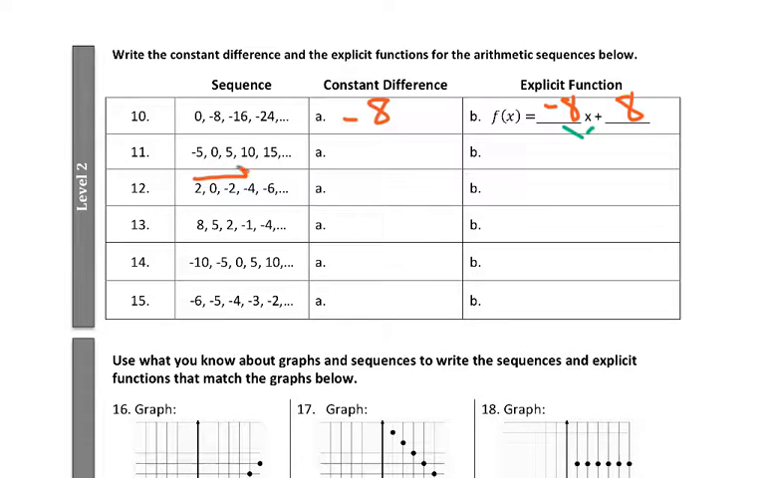Alright, let's go down to question 12. It looks like I'm probably subtracting 2 or adding a negative 2 as I move that way in the table. So my function would be f of x equals negative 2x plus, well, if I'm subtracting 2 to move to the right, I need to add 2 to move to the left. And so that would be a 4 right there.